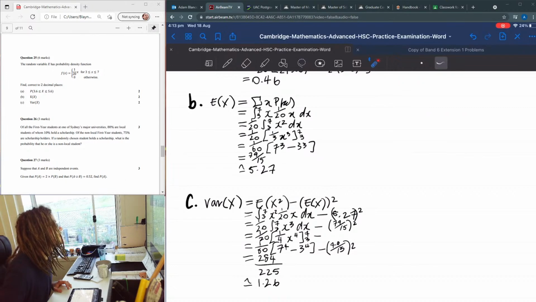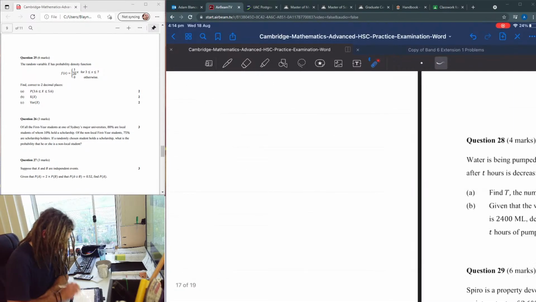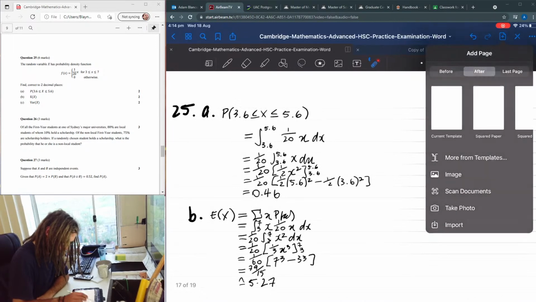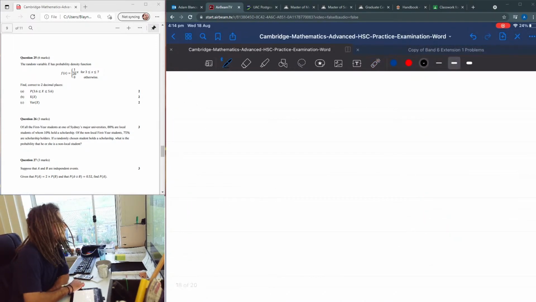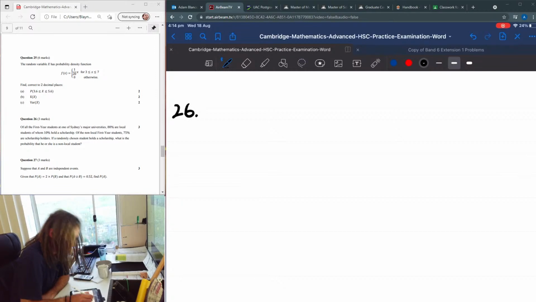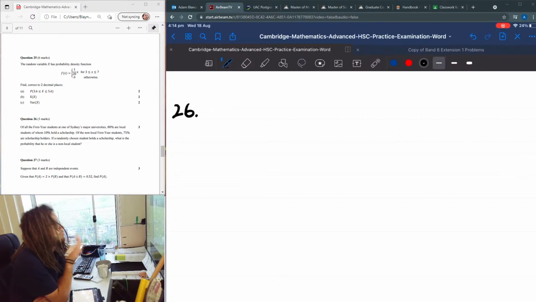Okay, 26. Of all first year students, okay, this is going to be hella confusing. Let me get a new page. 26. Okay. Of all the first year students at one of Sydney's major institutes, 80% are local, and 10% hold a scholarship. Okay, let me skip all that. If a randomly chosen student holds a scholarship, what's the probability that they're non-local?